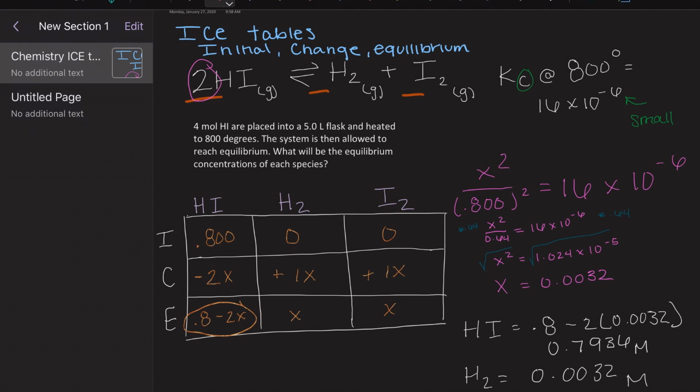So we know that the answer to what will be the equilibrium concentrations of each species is this information. To sum it all up, we can fill in ice tables using concentrations and the coefficients of a balanced reaction, and that will help us solve for the equilibrium row. Then we can use the equilibrium expression and the Kc value to solve for x and find our equilibrium concentrations.